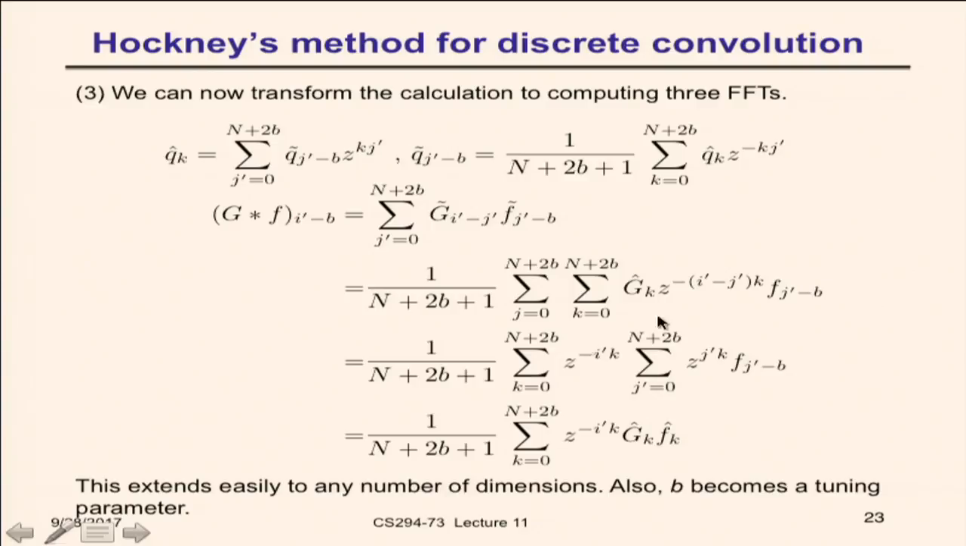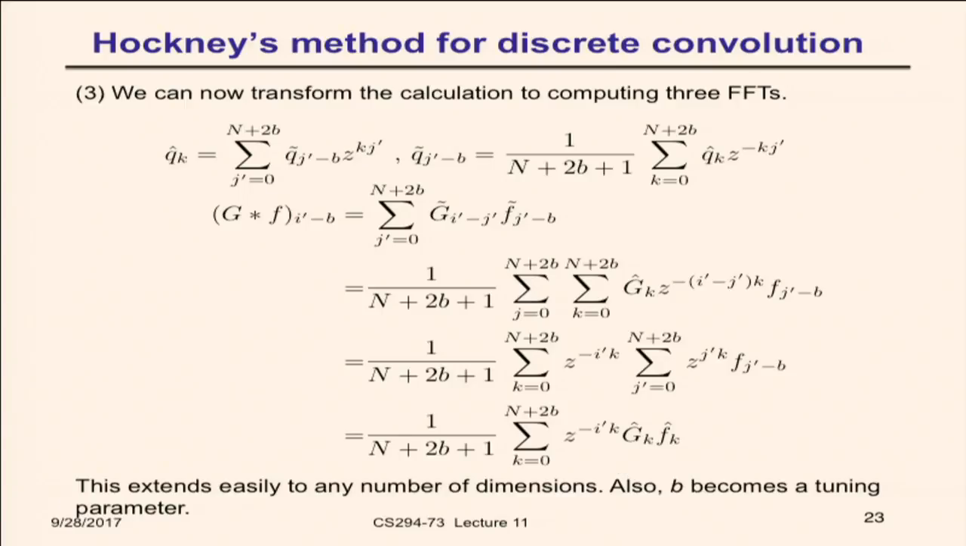Now I use the exponential property. I get Z to the minus I prime K, Z to the J prime K. So now this is the forward transform of F. And so now what do I have? I'm missing a G hat here. So now this becomes G hat of K, F hat of K. Take the inverse transform of the product of the two forward transforms.